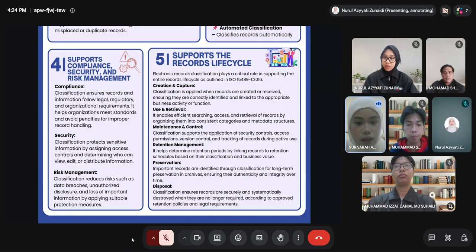Next is security. Classification protects sensitive information by assigning access controls and determining who can view, edit, or distribute information. Last is risk management. Classification reduces risks such as data breaches, unauthorized disclosure, and loss of important information by applying suitable protection measures.